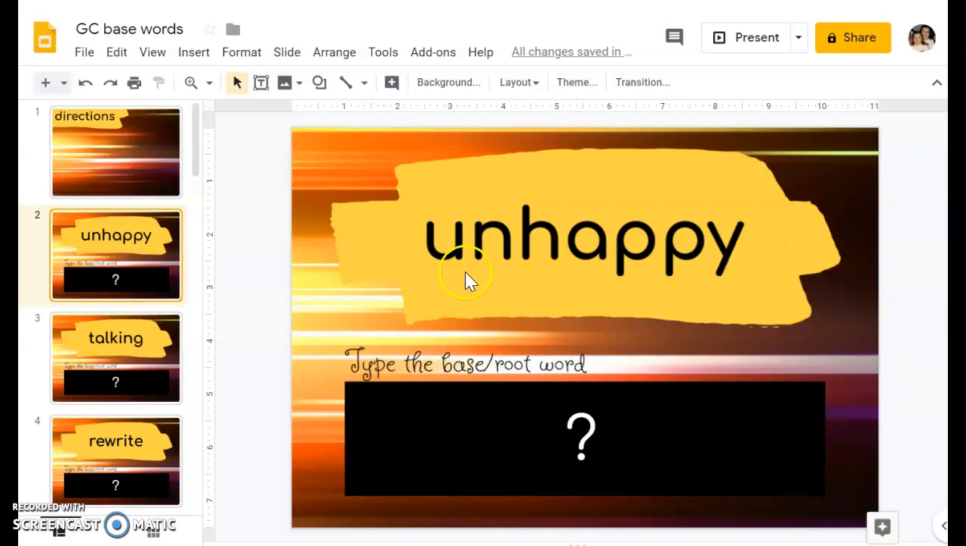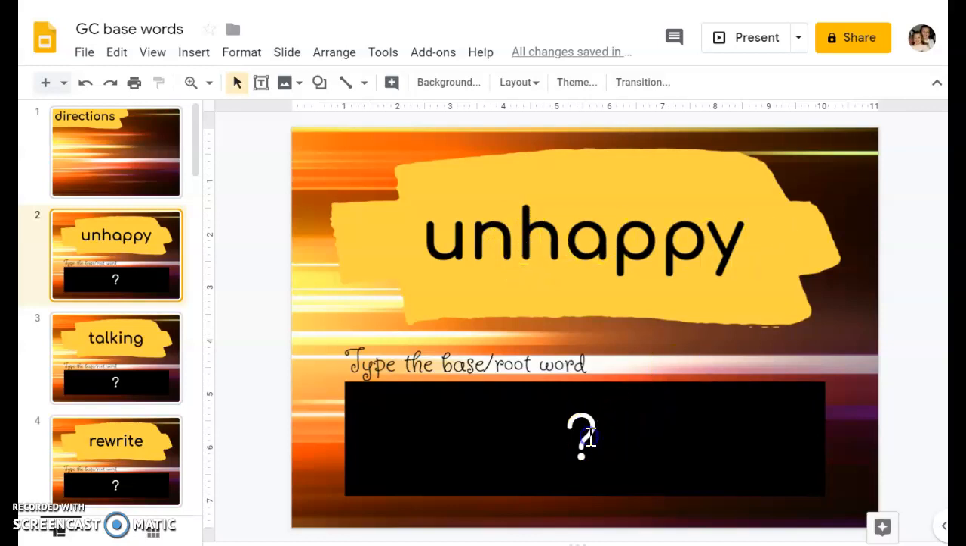So my first one here is the word unhappy. If I look at this word, I see that it has a prefix of un meaning not. Down below it says type the base or root word because sometimes they're called root words too, but it's the same thing. If I know that the prefix is un, my root word or my base word is happy.